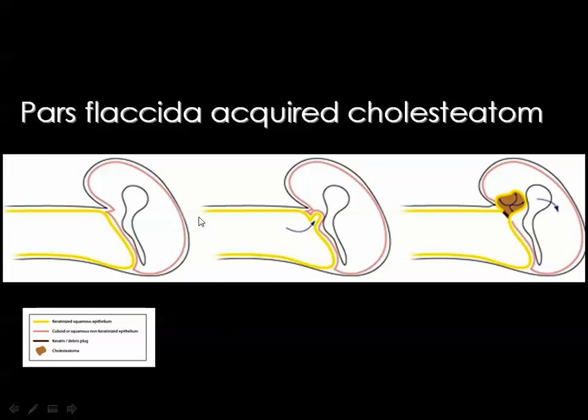First, you get some infection within the middle ear, then you get some retraction of the eardrum with protrusion of the epithelium inside the middle ear cavity, which is entrapped and starts to grow, and this will form a mass that will frequently destroy the ossicles.